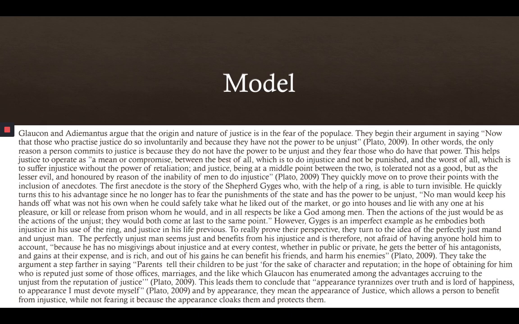This helps justice to operate as a mean or compromise between the best of all, which is to do injustice and not be punished, and the worst of all, which is to suffer injustice without the power of retaliation. And justice, being at the middle point between the two, is tolerated not as a good, but as a lesser evil and honored by reason of the inability of men to do injustice. I couldn't have rephrased that. I wish I could. I'm not that eloquent. And so rather than trying to dumb that all down into something that isn't that amazingly eloquent, would have been really problematic.